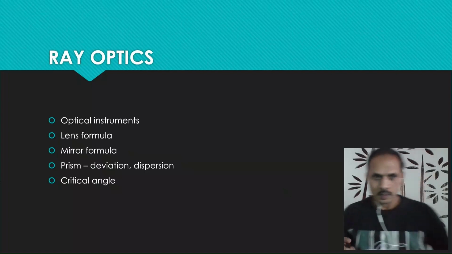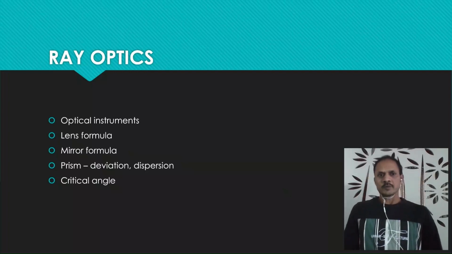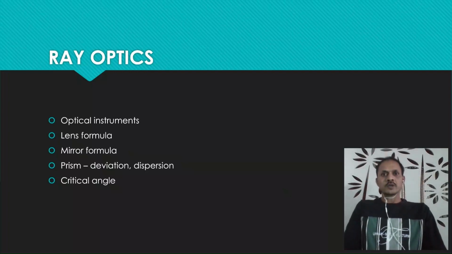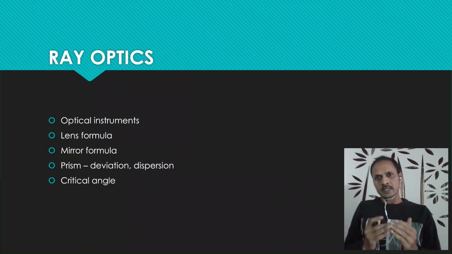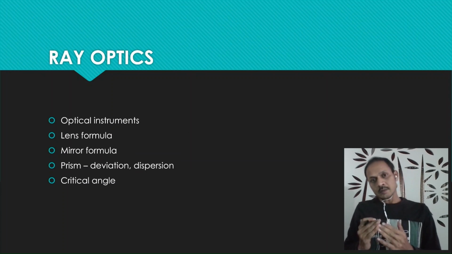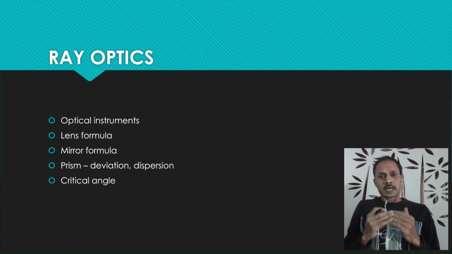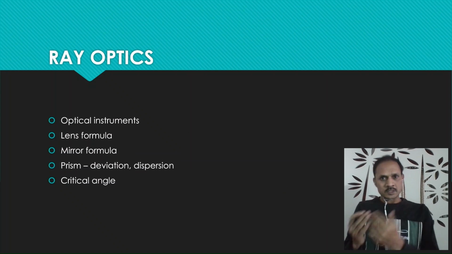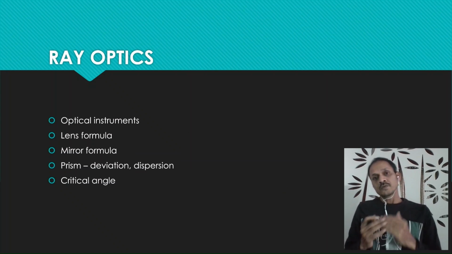So next one is ray optics. In ray optics, we have many very important numericals. Optical instruments: first thing you have to revise optical instruments. After that, regarding lens formula, mirror formula, questions based on magnification, all these things. And then prism, like deviation or dispersion angle, all these things. Finally, total internal reflection regarding critical angle between two media.